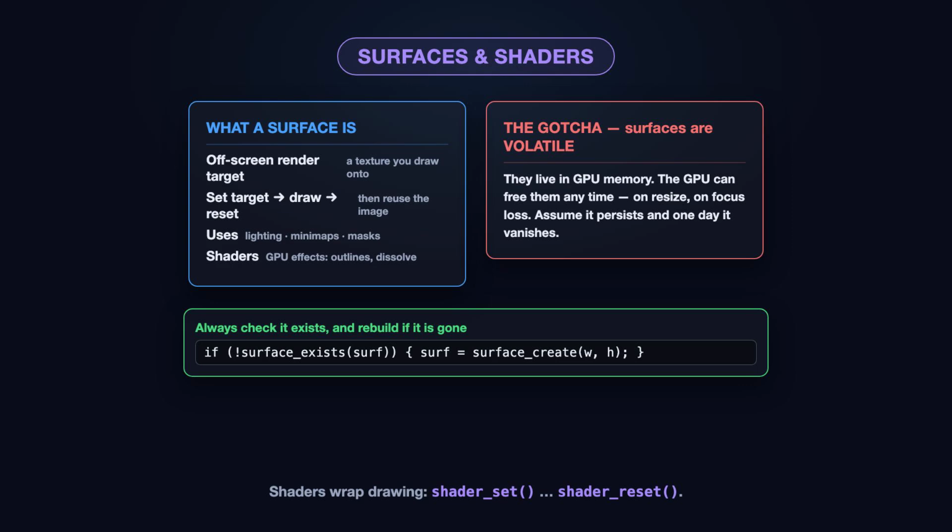Shaders are the next layer up, small programs that run on the GPU to change how things are drawn, for effects like outlines, color grading, or dissolves. You wrap your drawing between shader_set and shader_reset. You will not be expected to write a complex shader on the spot, but knowing what they are for, and that they pair naturally with surfaces, rounds out the picture.